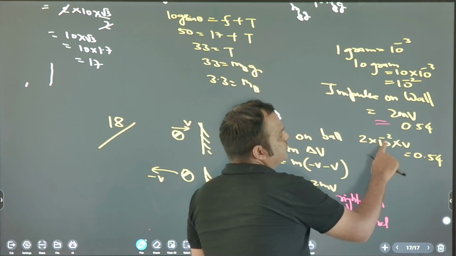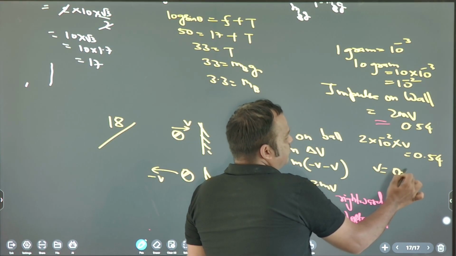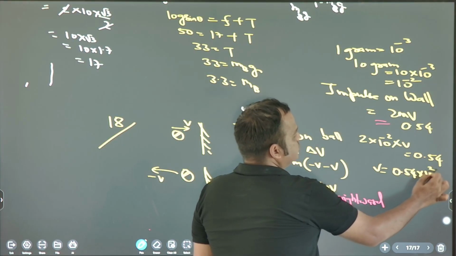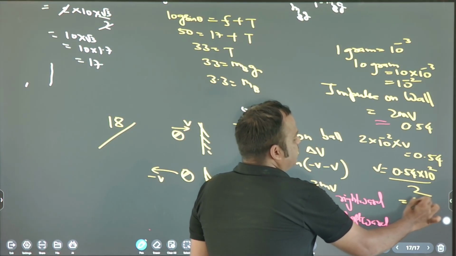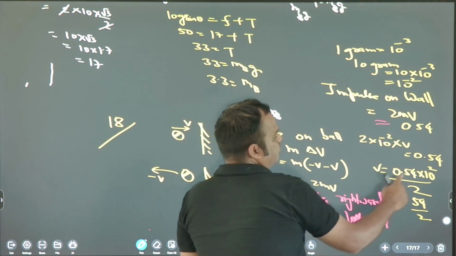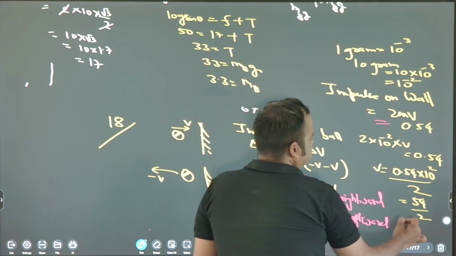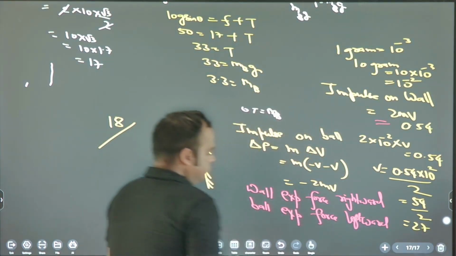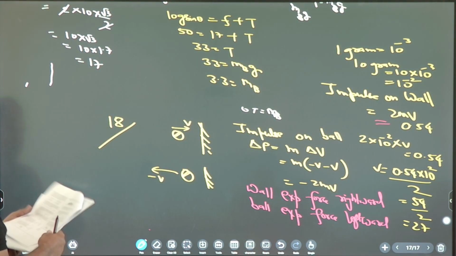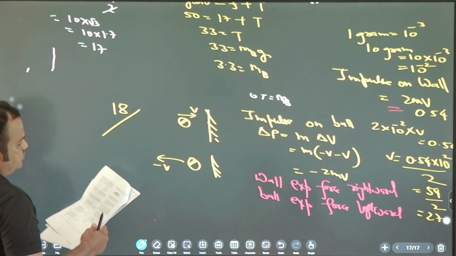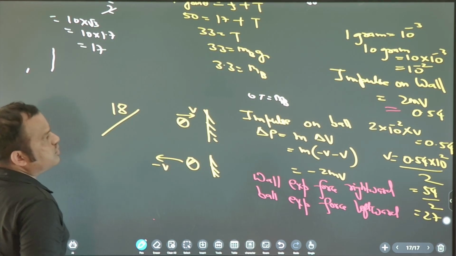10 power minus 2 you take to the right side, it will become 10 power 2, and this 2 will come down. So 0.54 by 2 into 100, so 27. Okay, 27. Note down. Okay, any more questions?